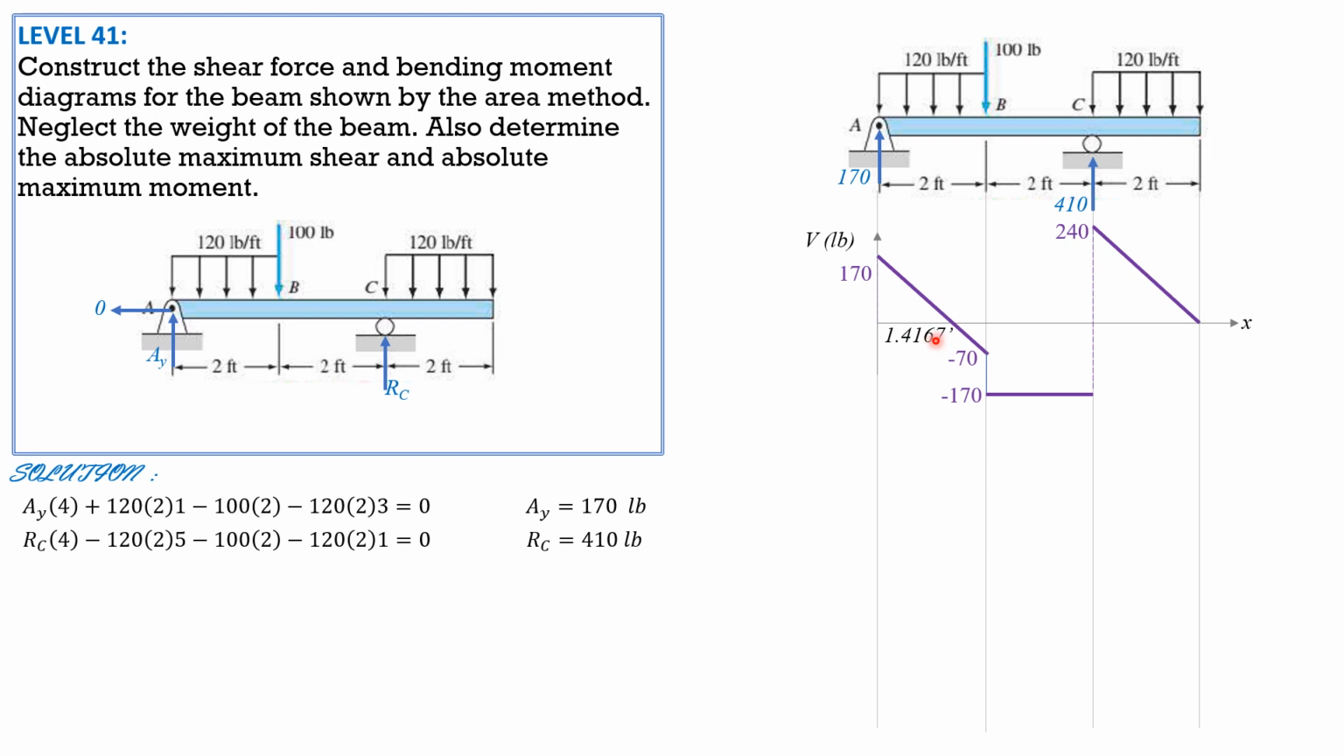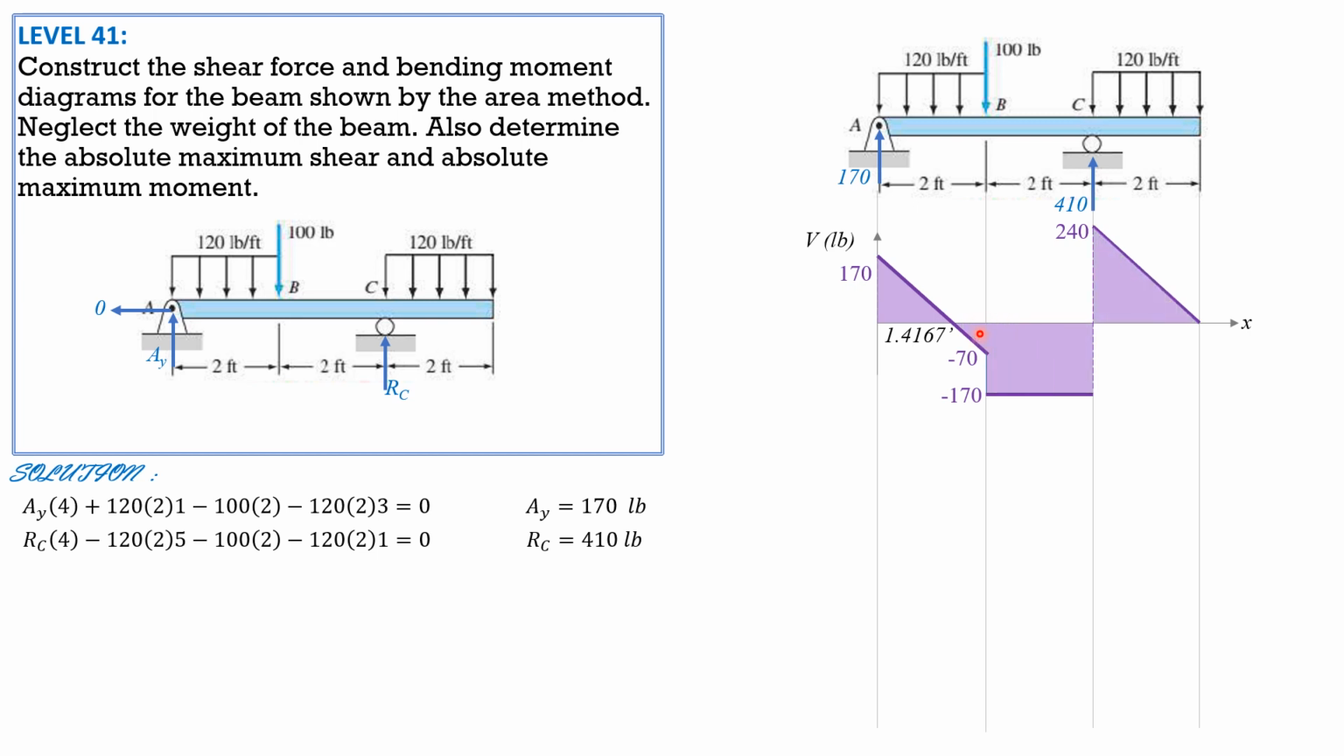So this distance is solved by similar triangles. x over 170 equals 2 minus x over 70. But the easier way is shear 170 divided by the intensity of the load 120. 170 divided by 120 is 1.4167. Therefore, this is 0.5833 foot.